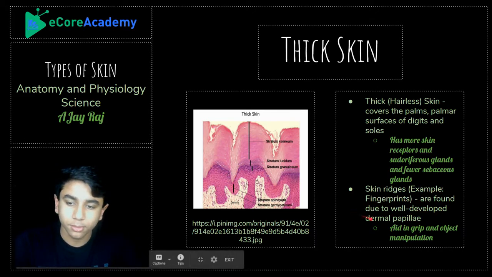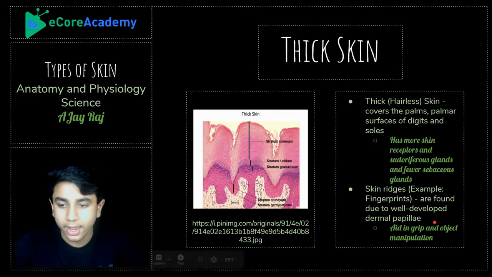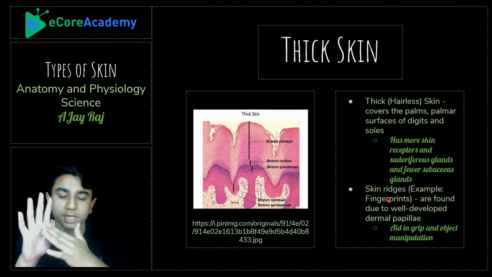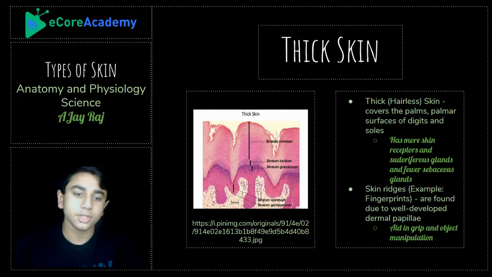And then, of course, you have more skin ridges like your fingerprints, which are found due to well-developed dermal papillae. What dermal papillae is basically, it's what anchors your epidermis to your dermis. So it has very well-developed dermal papillae. That's why it's so much thicker, because its dermal papillae is a lot thicker. And it basically helps anchor the larger epidermis, very large epidermis in this case, to the dermis. And it aids in grip and object manipulation. That's what the skin ridges in your fingerprints are. Because they help grip onto items, these little ridges here, otherwise everything would just slip off. So that makes sense with thick skin since it's much more sensitive and it's used quite often.